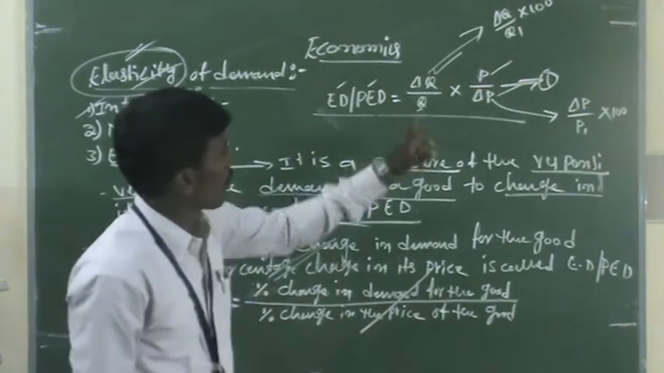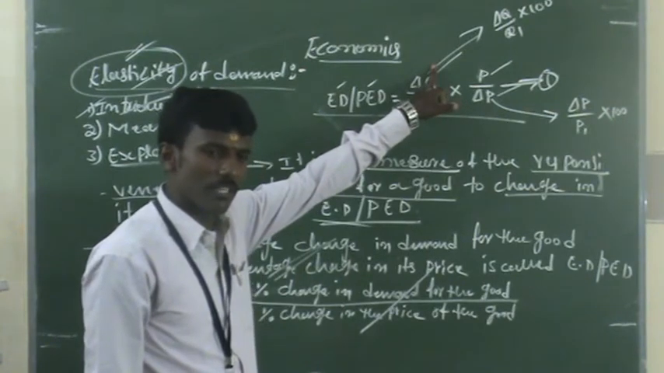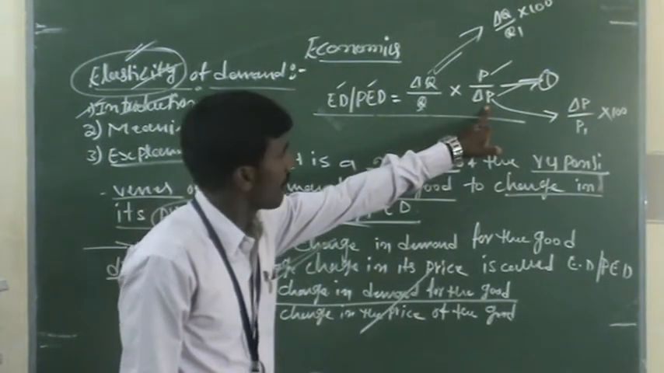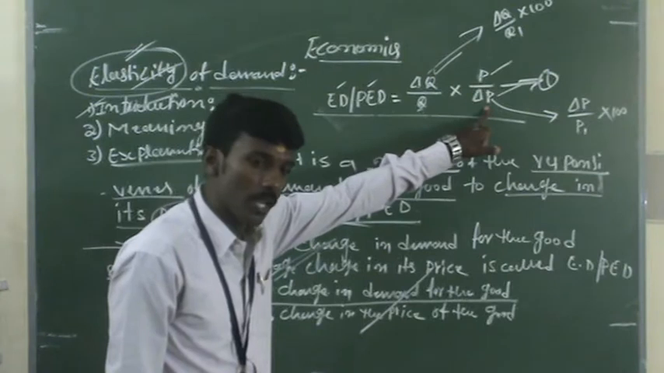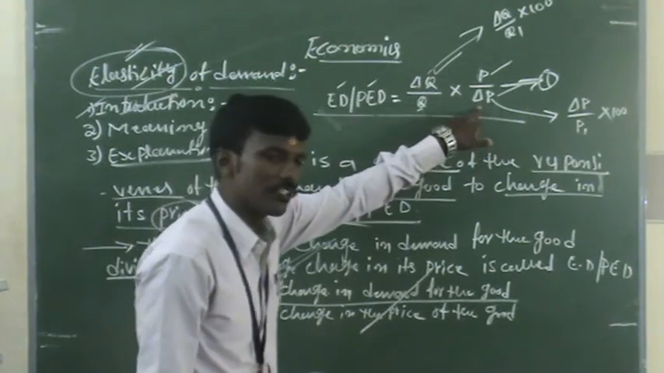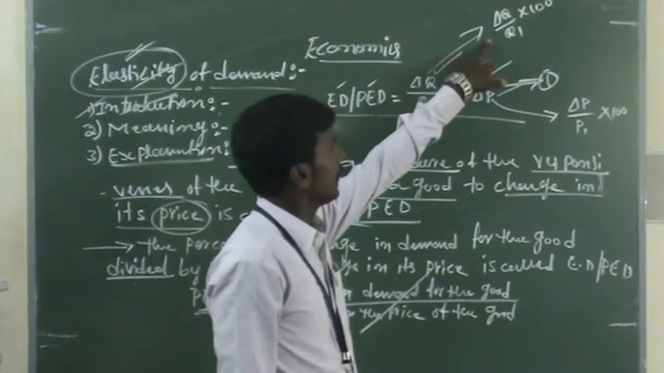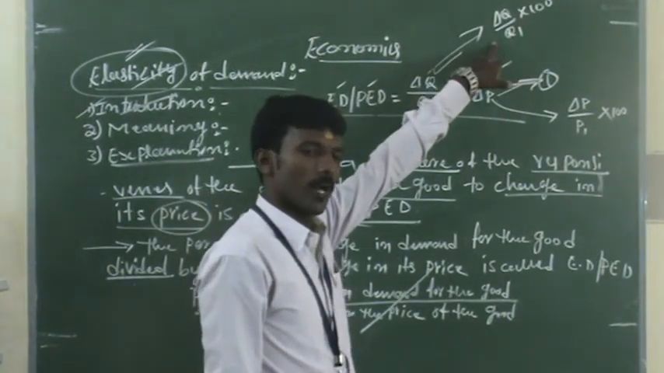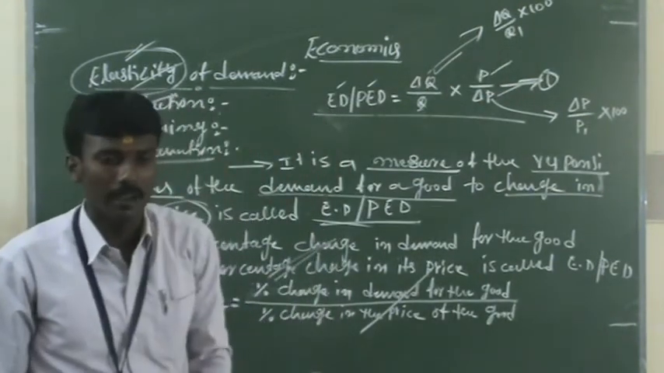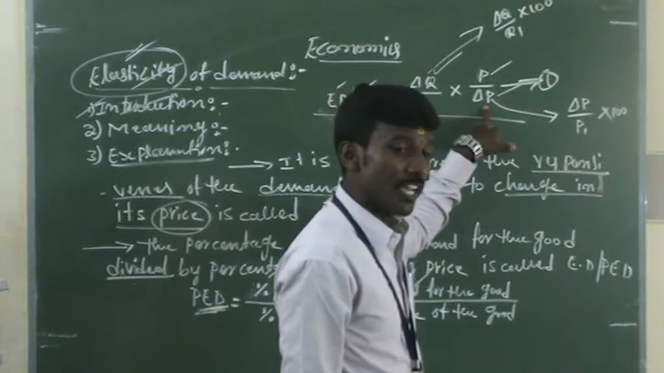See, the formula has delta Q and delta P. Delta Q means the percentage change in quantity. Delta P means the percentage change in the price. Is it right? Now there are also formulas to find the percentage change in quantity of demand and the percentage change in price. For example, delta Q divided by Q1 into 100 is the formula to calculate the percentage change in quantity of demand. In the same way, we need to calculate the percentage change in the price.